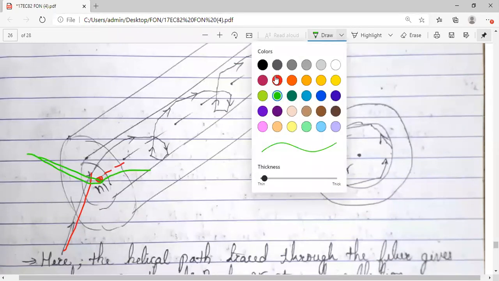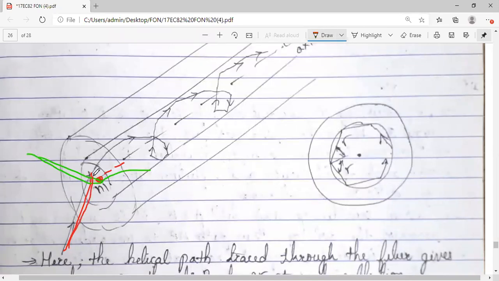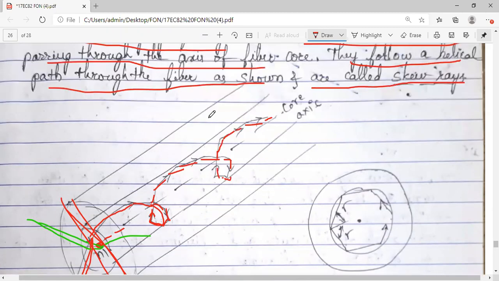In the case of skew rays, it is totally different. The incident light ray is not exactly at the center. It will hit the surface face of the optical fiber somewhere. We don't know what that value is, we will see it later. After that, the paths, the small straight lines I have shown you, indicate refraction. Continuous refraction is taking place and they follow a helical path in this form.